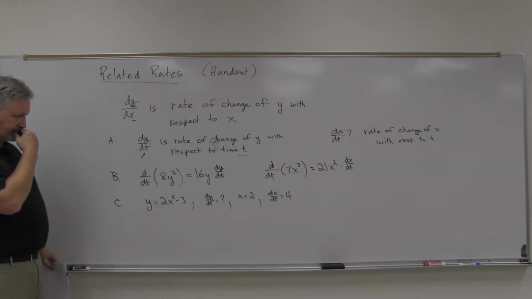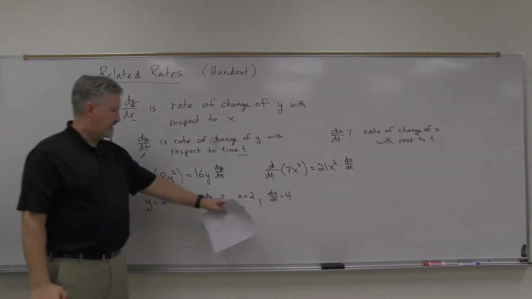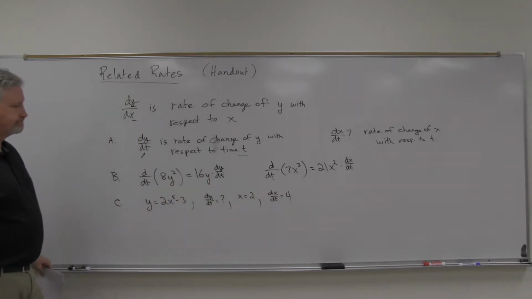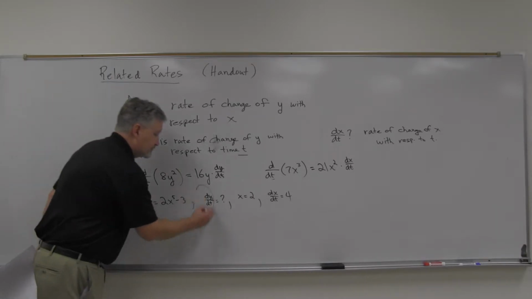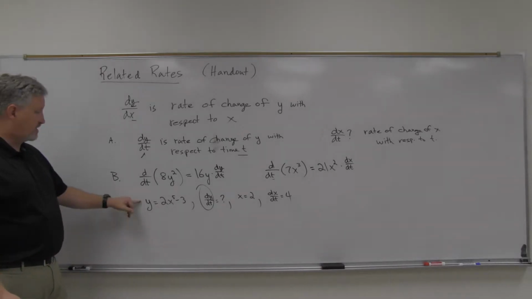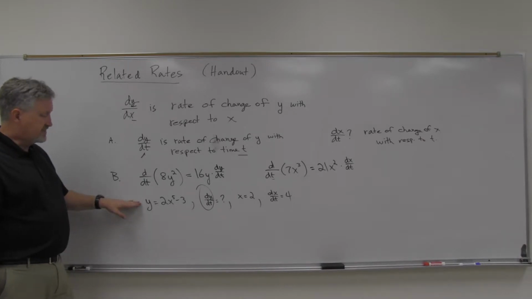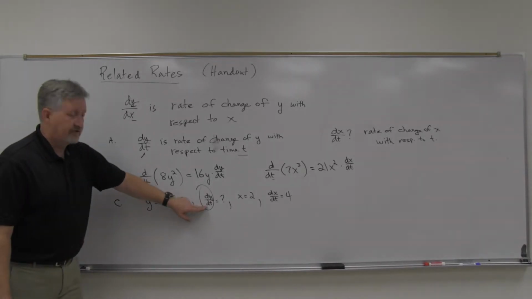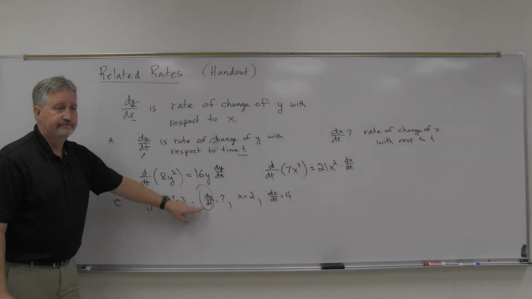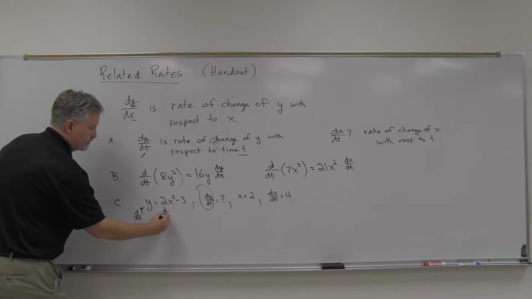All right? So we're looking for dy over dt. And we've got x is 2 and dx over dt is 4. Well, since this is what I'm looking for, that's telling me, and this is the equation I start with, I'm looking for the derivative of y with respect to t. This is telling me I need to take my equation and do the derivative with respect to t of both sides. So I'm going to take the derivative with respect to t of both sides.